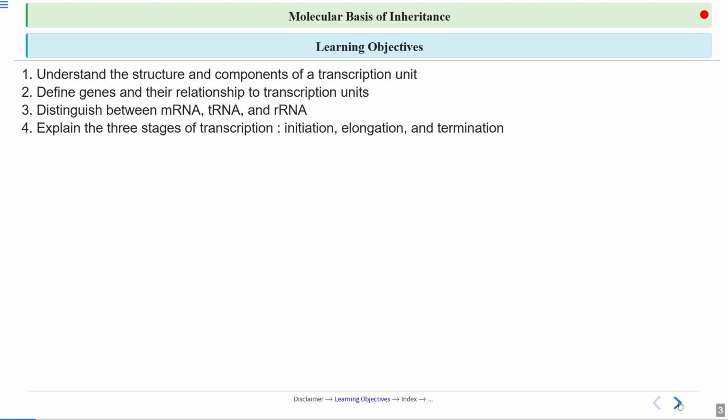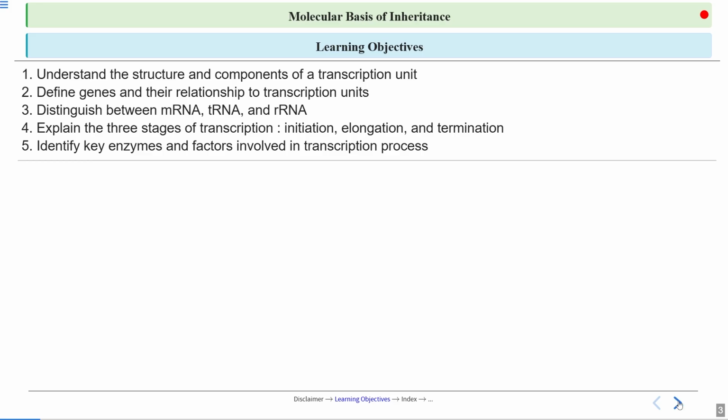Then we will explain the 3 stages of transcription. Like what are the different stages of transcription? Initiation, how the transcription initiates, then how it elongates, and at last how it gets terminated. Then we will identify the different key enzymes and factors that are involved in the transcription process. So these are going to be our today's learning objectives. At the end of the class we are going to answer all of these questions.